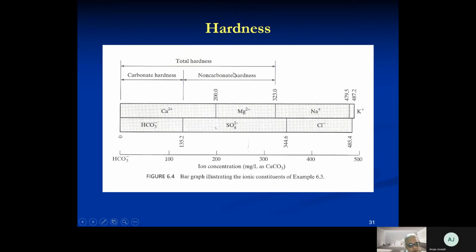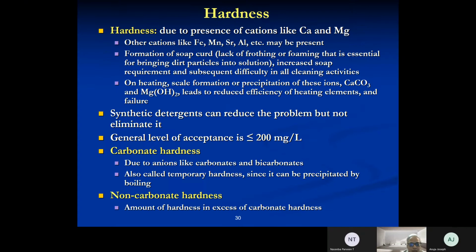And you can say that that non-carbonate hardness is associated either with sulfate or chloride. It can be associated with anything. And I can draw this bar diagram by replacing calcium, by putting chloride here and sulfate here. It doesn't matter. It's not that they are joined together as salts. They are not. They are all dissociated as cations and anions. So that's the definition. Total hardness is equal to carbonate hardness plus non-carbonate hardness.